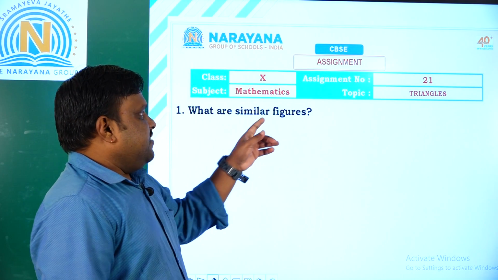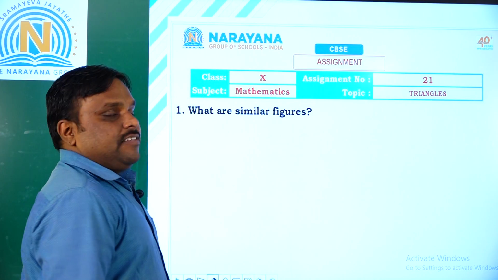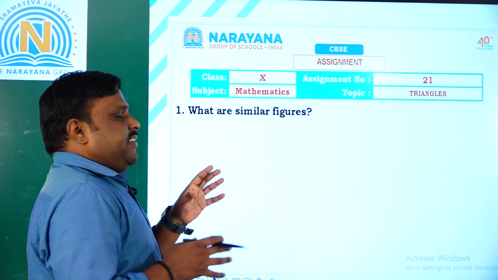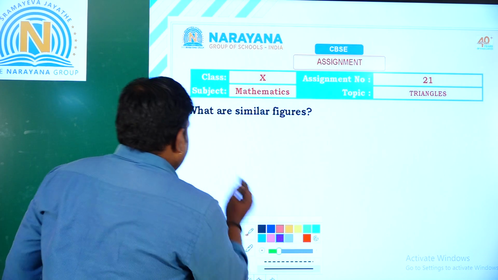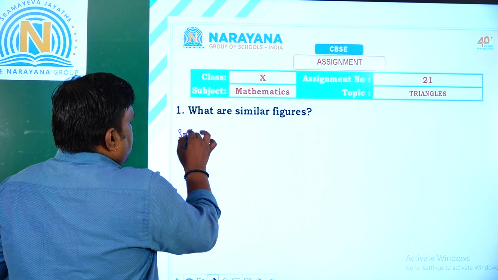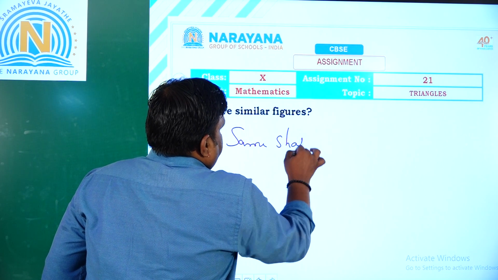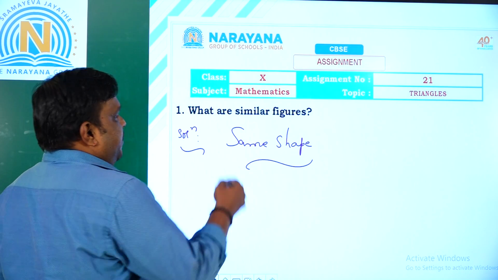Today we are going to discuss assignment number 21 based on triangles. First question. What are similar figures? All the geometrical figures having the same shape are called similar figures. So they must have the same shape. Such figures are called similar figures.